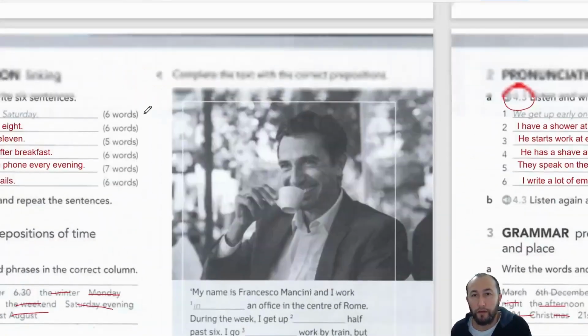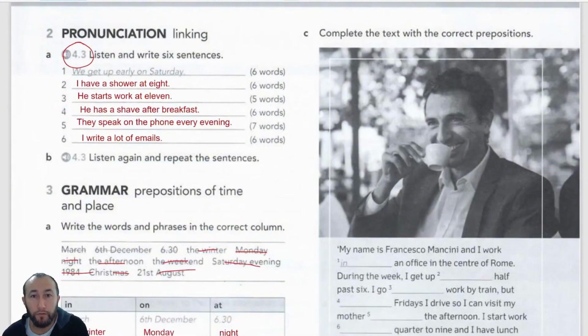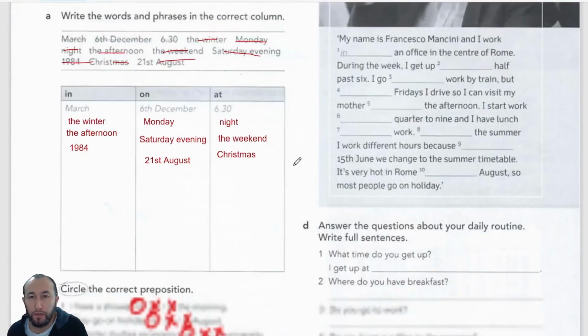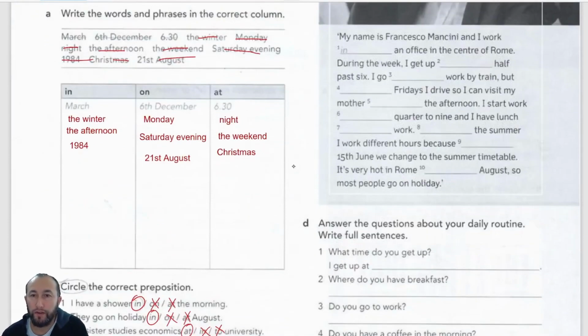All right, next exercise. C. Complete the text with the correct prepositions. So this guy is saying: My name is Francesco Mancini. I think it's an Italian name. And I work in an office in the center of Rome during the week. I get up at 6:30. So we use at with times. I go to work by train.